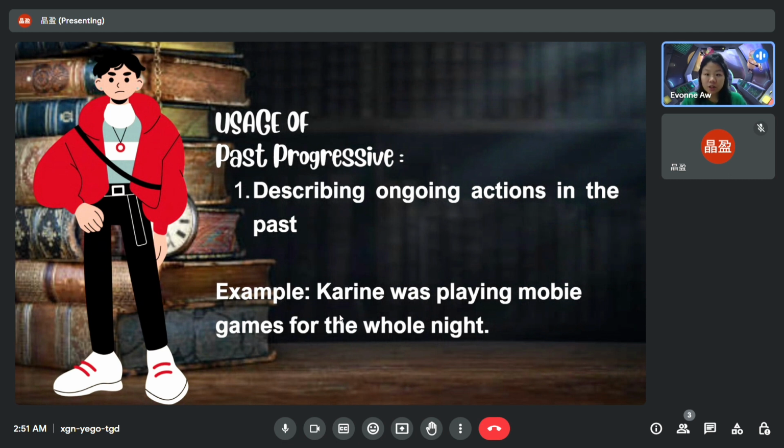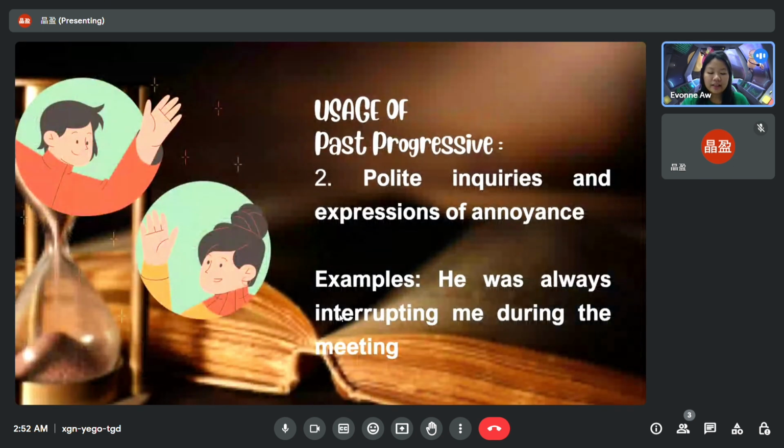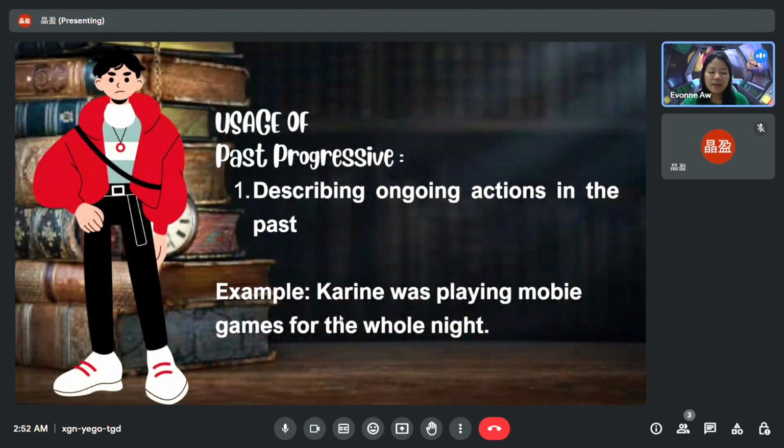The usage of past progressive is to describe the ongoing actions in the past. As an example, Karen was playing mobile game for the whole night. This is the primary function of the past progressive tense. It is used to describe actions or events that were happening at a specific point in the past. This indicates that the action of playing mobile game was in progress throughout the night.